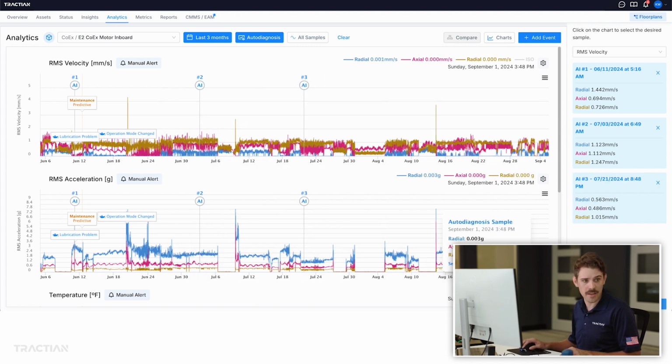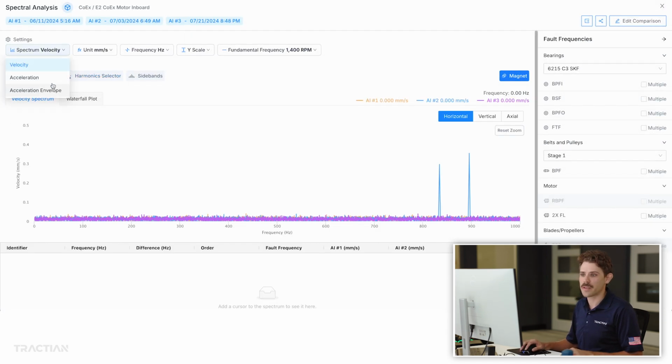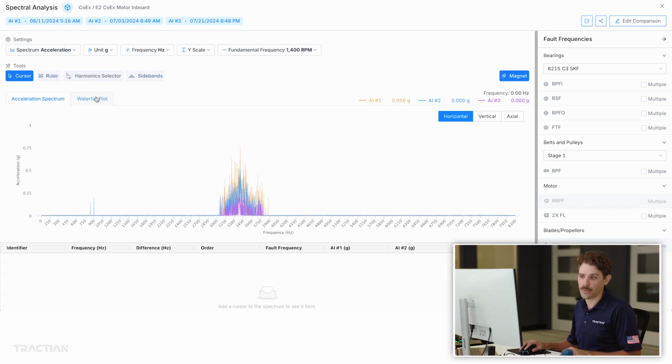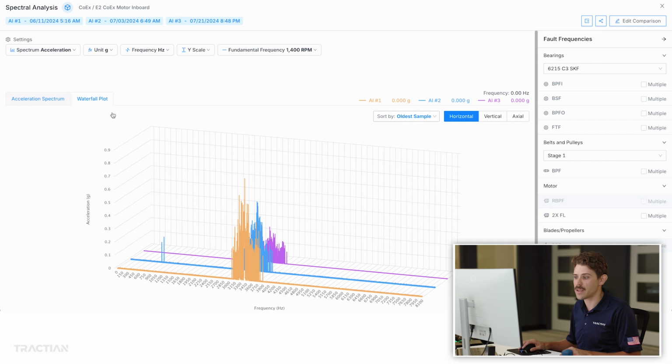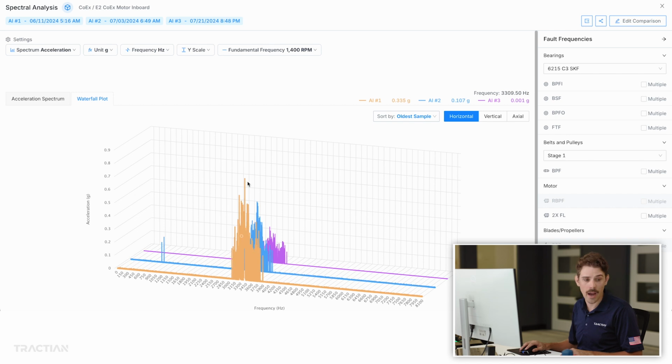And we can compare these samples, right? So what I can do now is pull open all three samples overlaid with one another. I can put this in the acceleration spectrum again and go through the waterfall plot so I can physically see how these samples have progressed over time, right? So this orange sample that was taken at the time of the insight, you see this extremely high raised noise floor, right? Almost at 0.7 Gs of acceleration, pretty high.